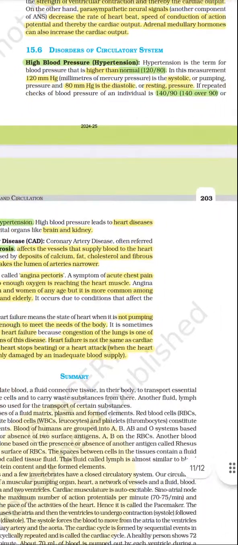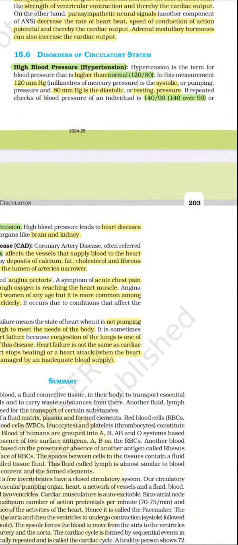Disorders of the circulatory system: high blood pressure, hypertension.